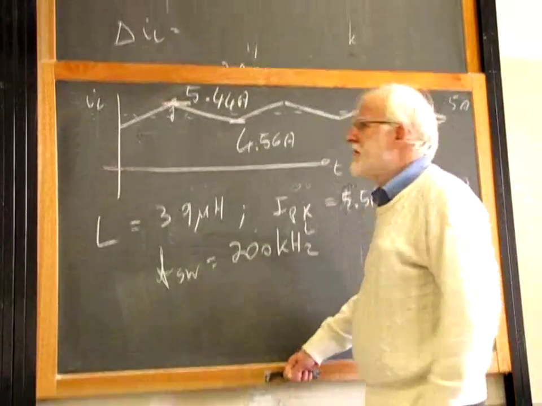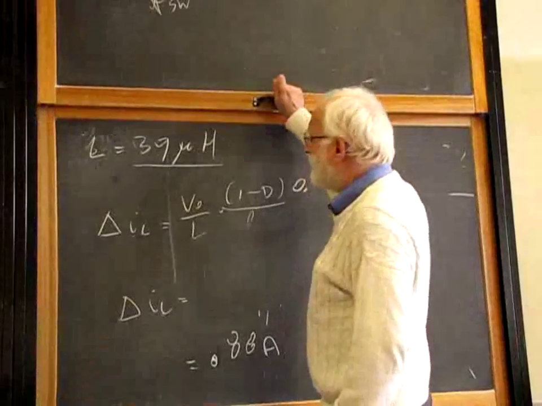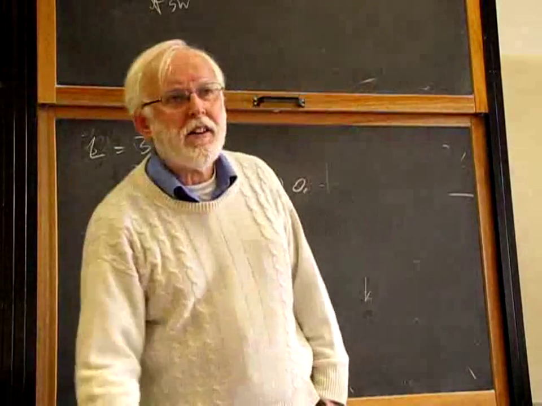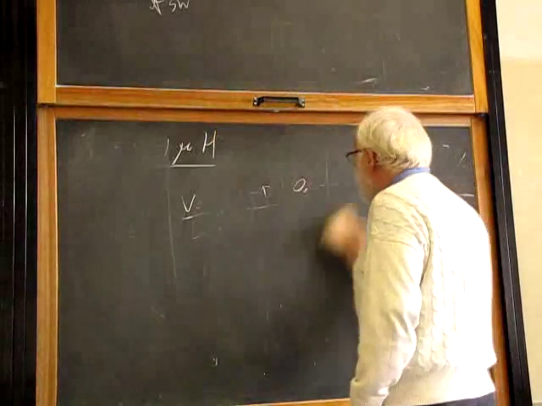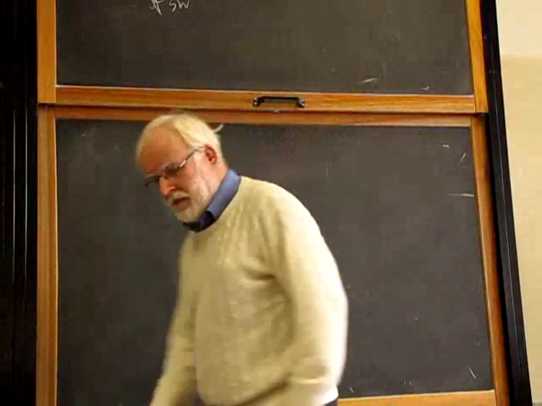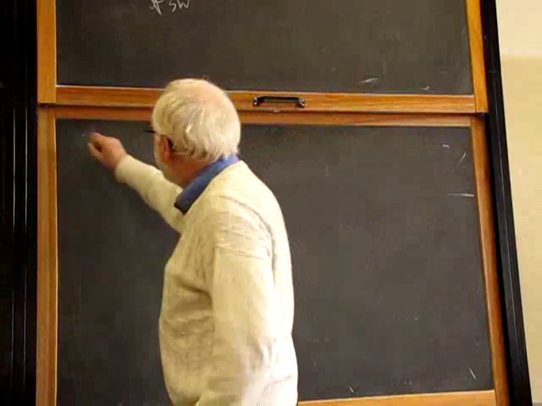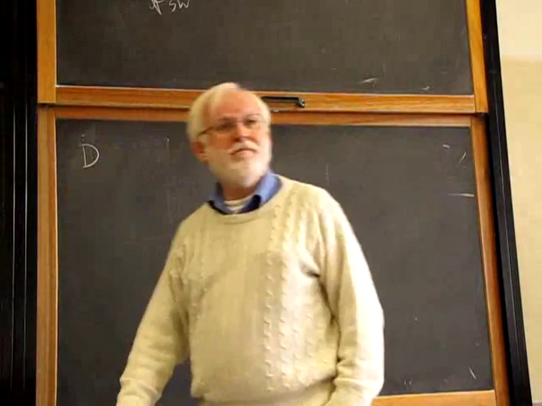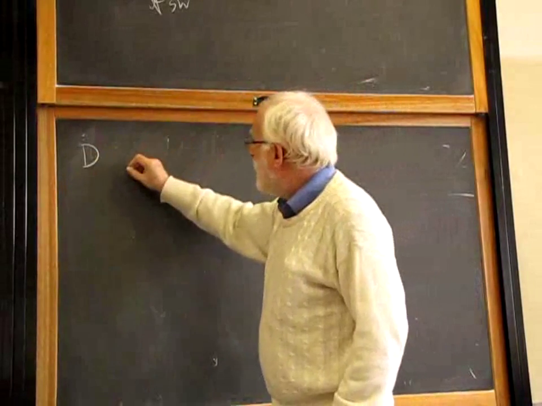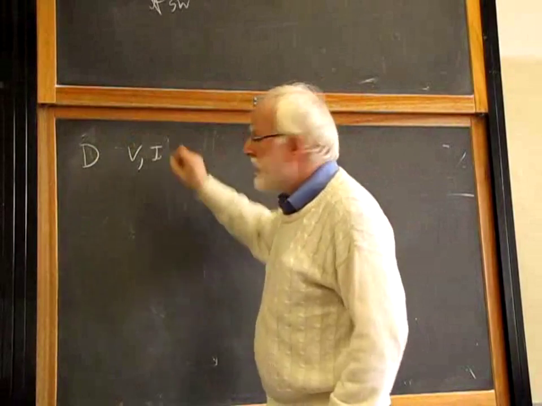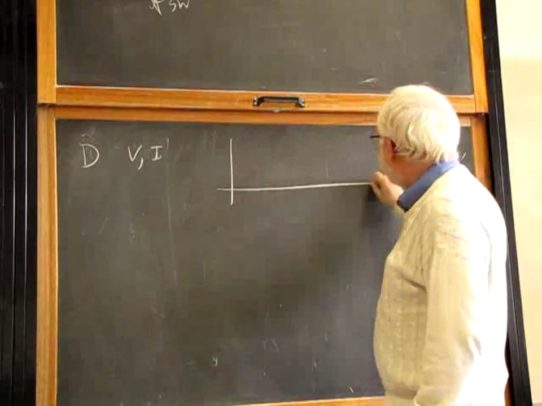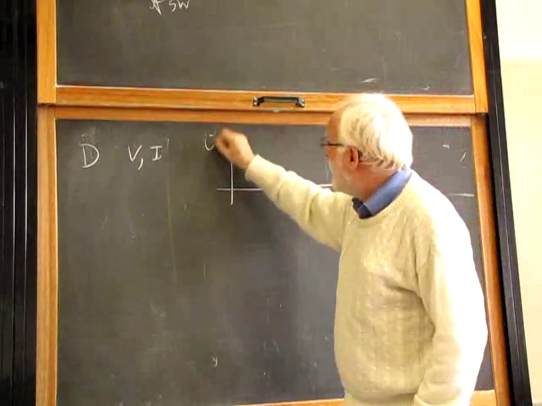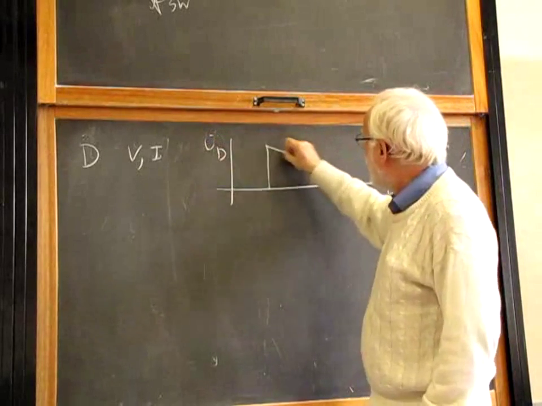Now, let's go to choose the diode and switch. Diode. This is easy, because we need voltage and current for our diode. Let's say that the diode current, iD, is something like that.